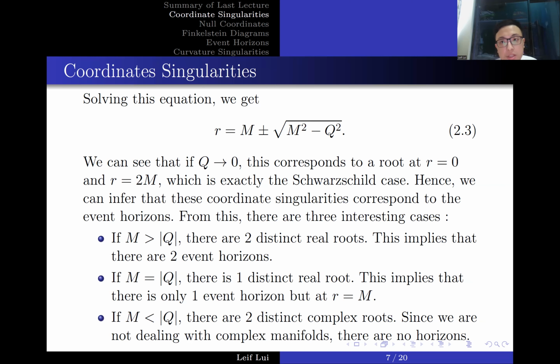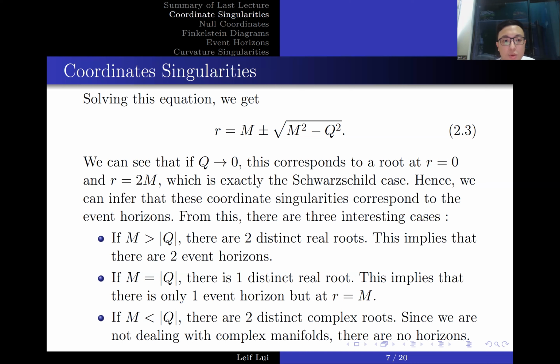in other words, this means that the discriminant is positive. So what this means is that there are 2 distinct roots, and hence this implies that there are 2 event horizons, which is very interesting, because in the Schwarzschild case, we know that there is only 1 event horizon. So by adding a charge component, we can see that there can be extra event horizons.